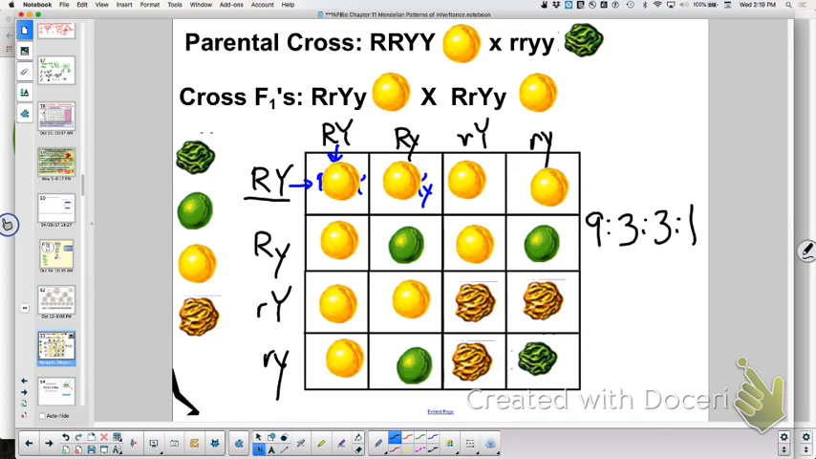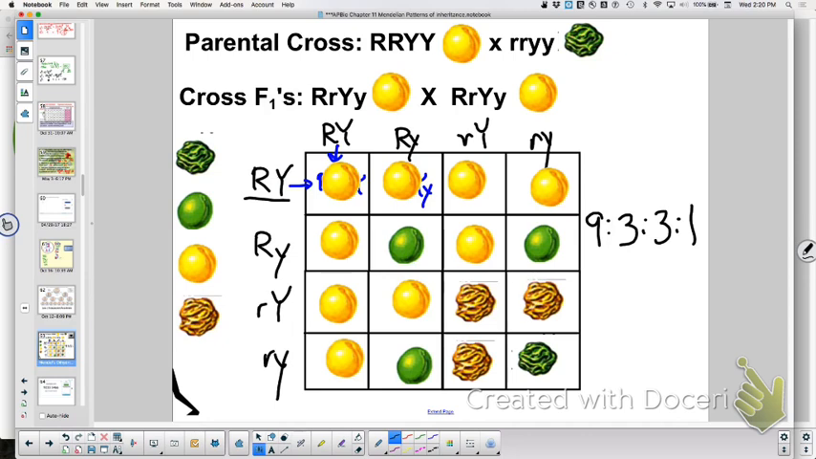When you do a dihybrid cross, R's and Y's, two hybrids crossed with another dihybrid, your expected null hypothesis phenotypic ratio will be 9 to 3 to 3 to 1, right? But what if I asked you to do a trihybrid cross? More boxes? Yeah, 64 boxes. So I'm going to show you an easy way to do it.